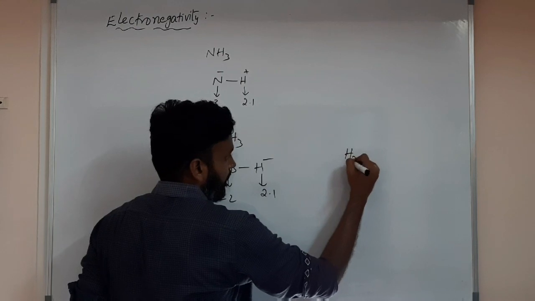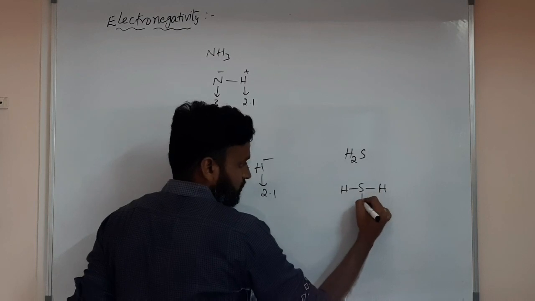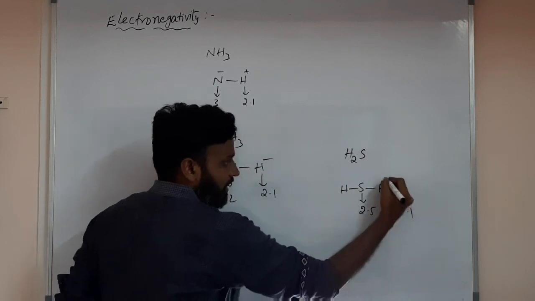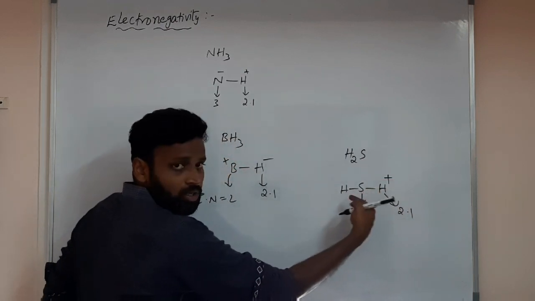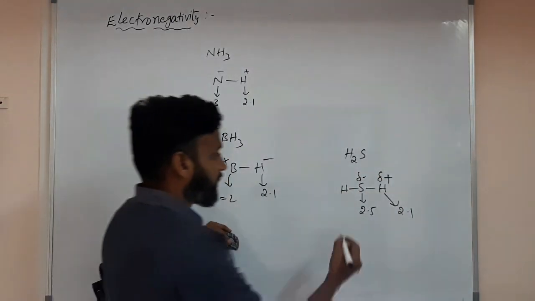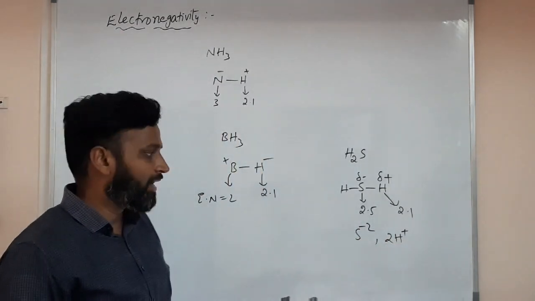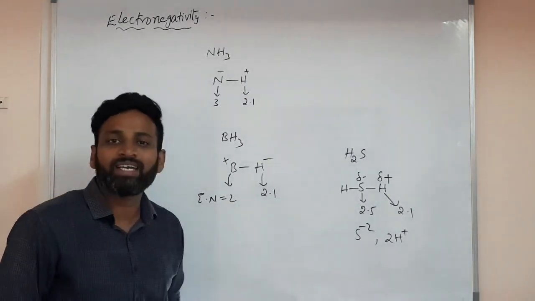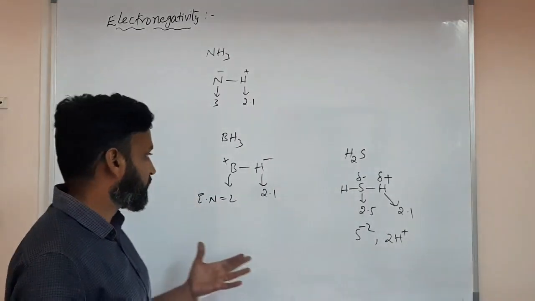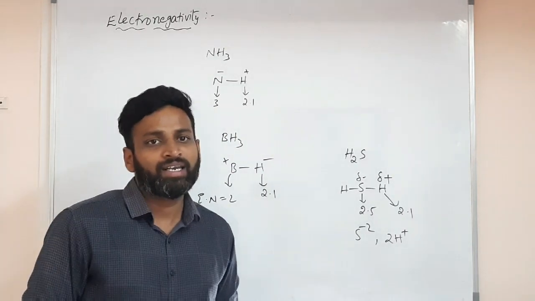Like H2S. H2S means S and H and H. See here also, sulfur electronegativity is 2.5 and hydrogen is 2.1. So hydrogen has positive charge. Of course this is also covalent, so delta plus and sulfur delta minus. So simply you can call it S minus 2 and 2H plus. Why is hydrogen positive here? Why is hydrogen negative there? How can we come to know? Only from electronegativities. So from electronegativities we can come to know which atom has positive charge and which atom has negative charge.